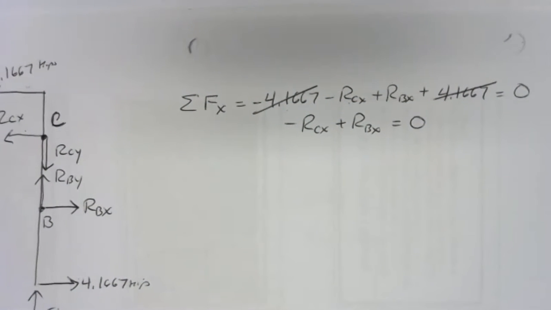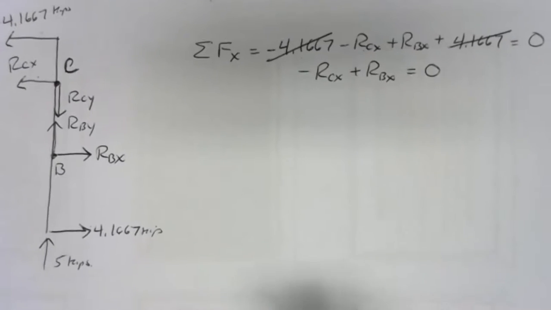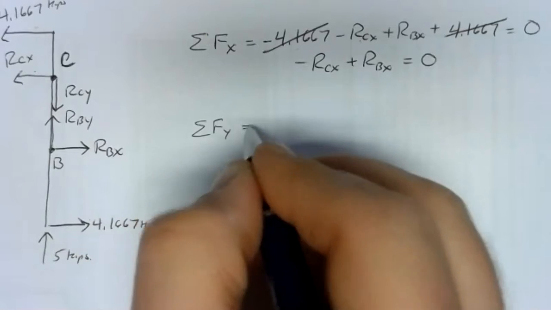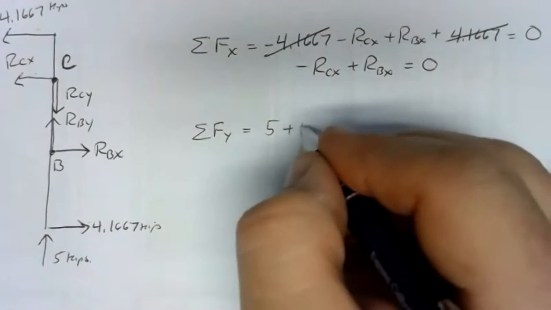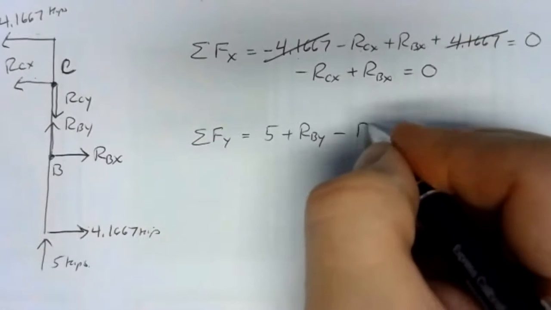So that's the equation I get in the x direction. Not as bad as it looked initially. Let's do our sum of forces in the y direction. In the y direction, I've got a positive 5. I've got a positive RBY. And I've got a negative RCY.